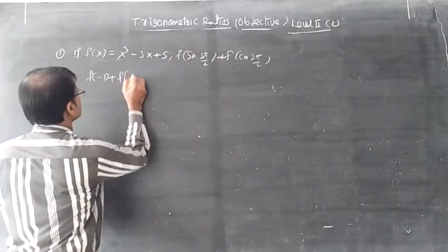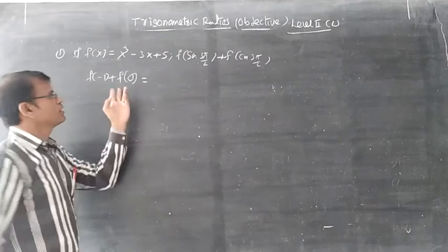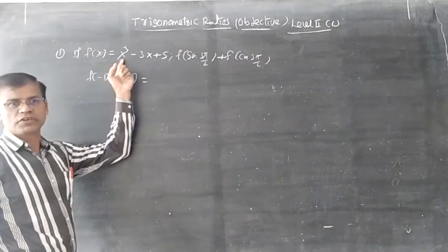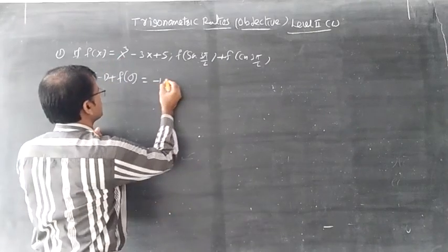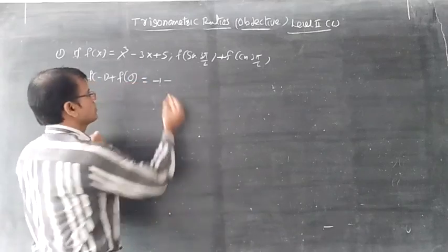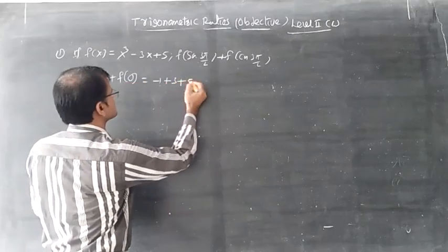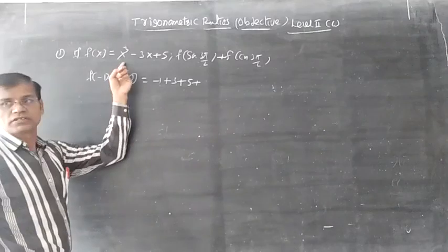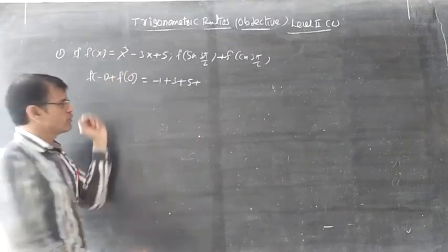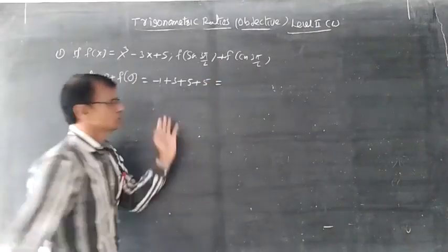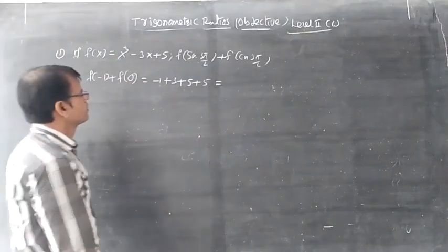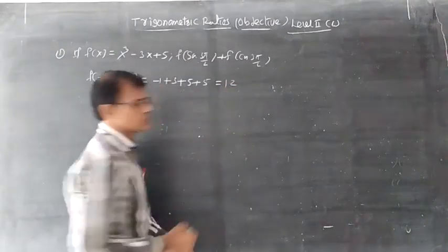So f of minus 1 plus f of 0. For f of minus 1 you substitute minus 1 here. Minus 1 whole cube becomes minus 1. Minus 3 into minus 1 becomes plus 3, plus 5. For f of 0, substituting 0, 0 minus 0 plus 5, it is 5. So calculate the value. This is 12.